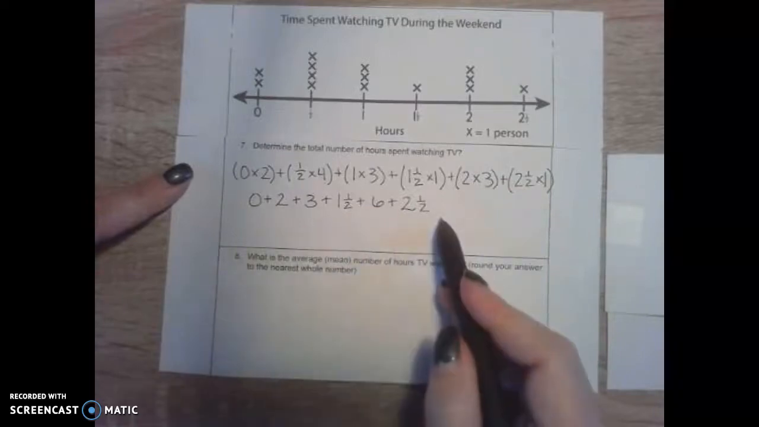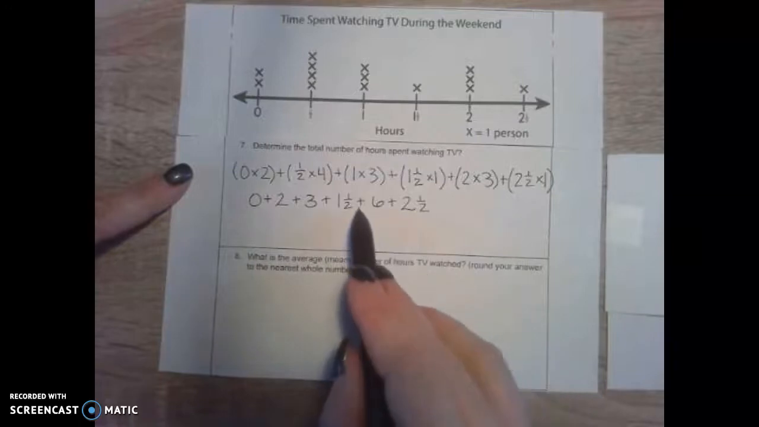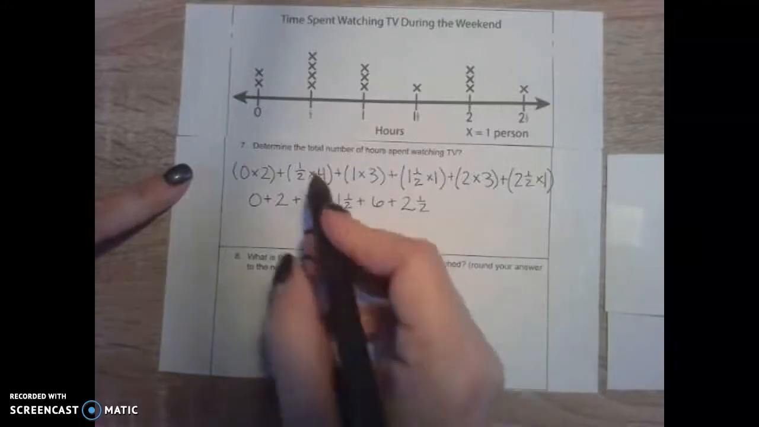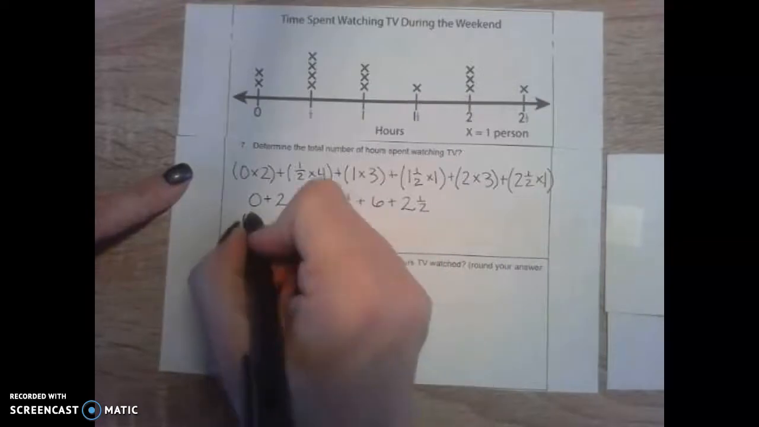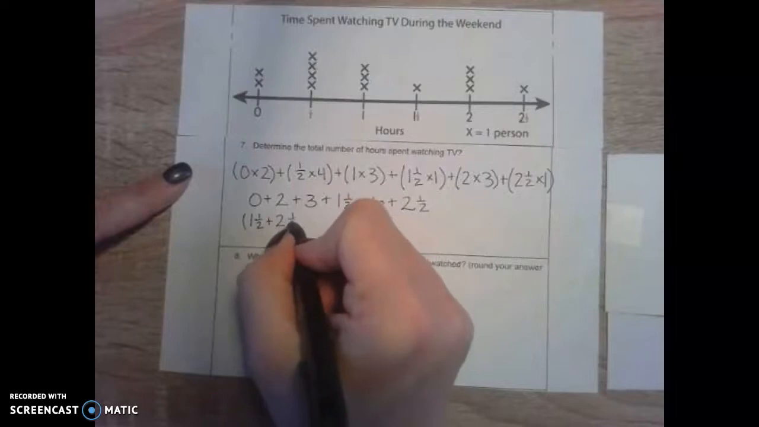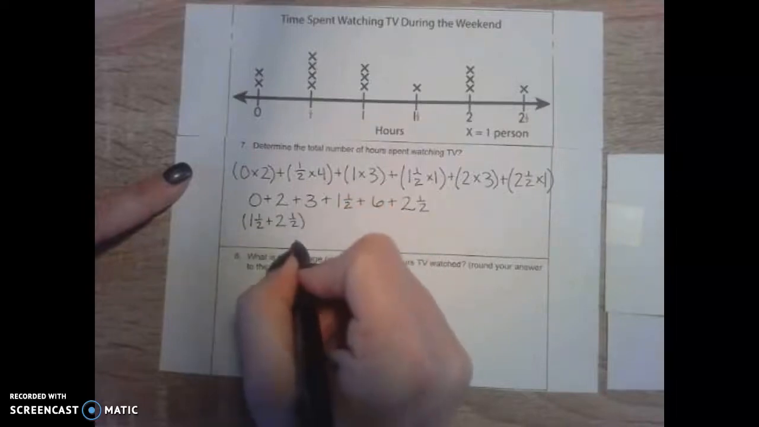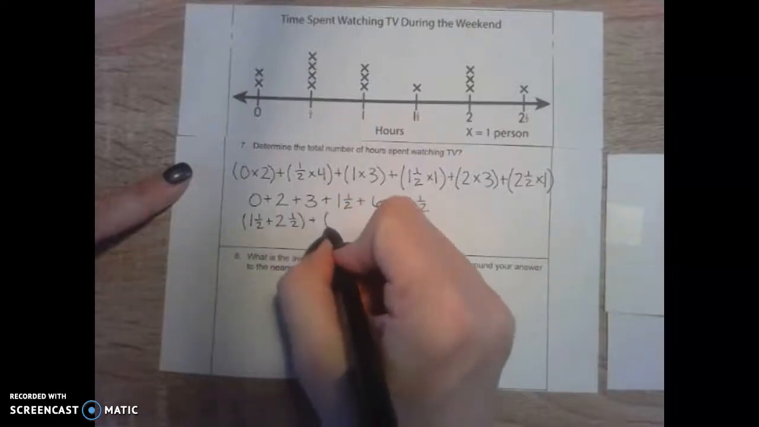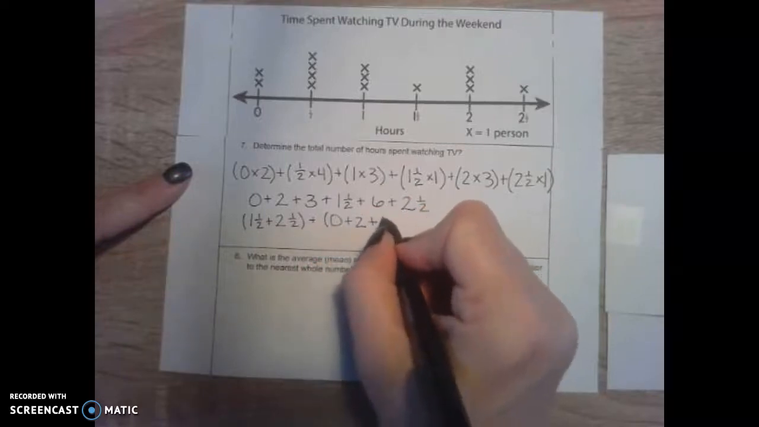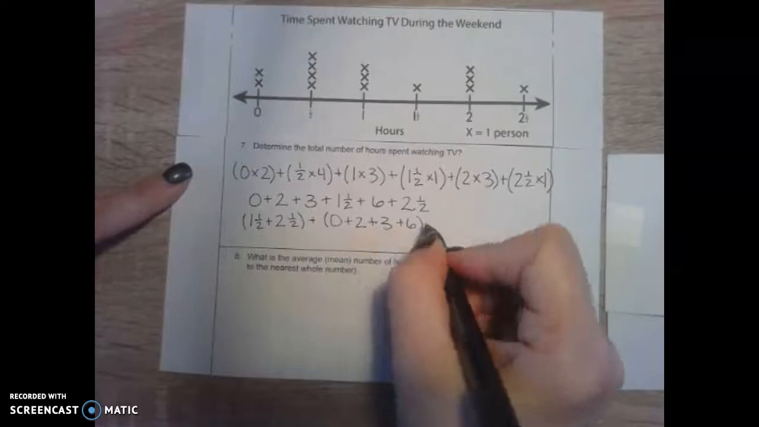So now this makes it a lot easier to look at and to add up all my answers. I now see that there are 2 mixed numbers with halves. I'm going to use the commutative property to move them together so I can add those first, and the associative property because I'm going to group those two together, and then I'm going to group all the whole numbers that I have left, which is 0, 2, 3, and 6.